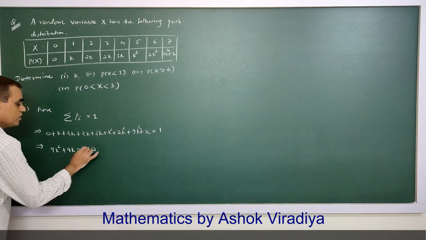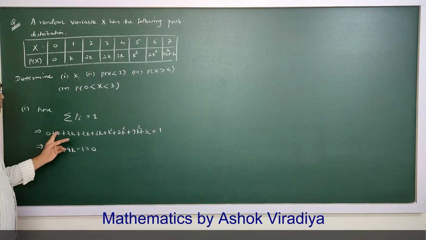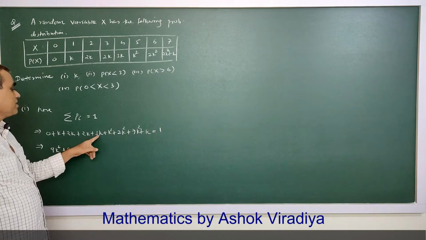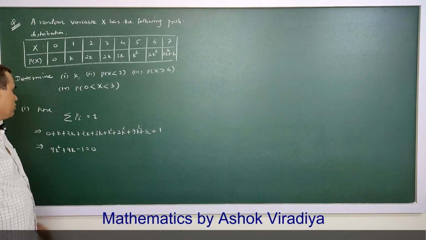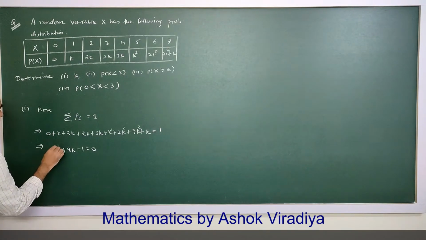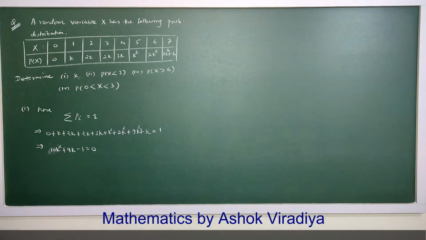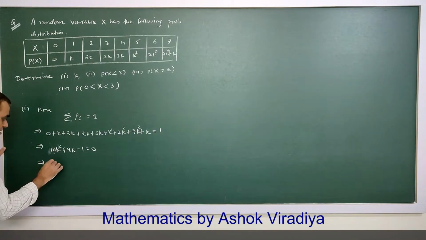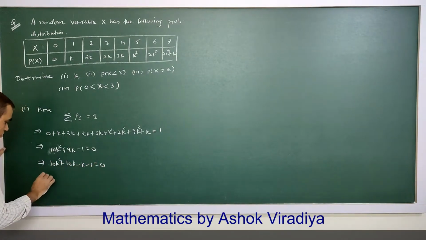minus 1 equal to 0. 1 is taken on this side. So 7 plus 2 is 9, 9 plus 1 is 10k square, sorry, 10. Now solving this equation, 10k square plus 10k minus k minus 1 is 0.